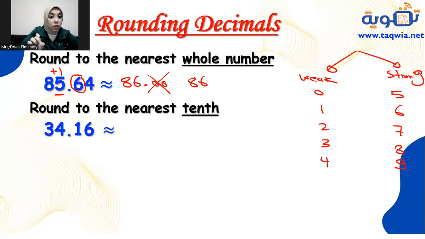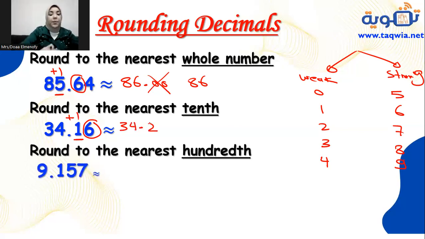Now, what about if I want to round to the nearest tenth? So you underline the digit in the tenth place. Here 1 is in the tenth place, and what do we have to do? Yes, you circle the digit to the right. So is 6 here strong or weak? Yes, it's strong. So we have to add 1 to the underlined digit, so it's going to be 34.2. That's it? Yes.